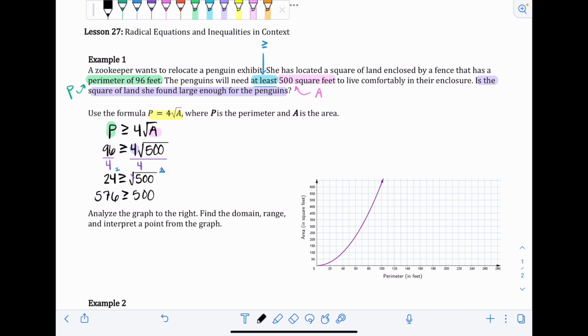And now everything's simplified and just more straight up numbers, no radical or anything like that. So I can look at it and be like, okay, is 576 greater than or equal to 500? Yes, it is. So that means that the square of land that the zookeeper found is large enough. Okay, so yes, it's large enough because we put our values into the inequality, simplified, and it was true. And then the next section says analyze the graph to the right, find domain, range, and interpret a point from the graph.